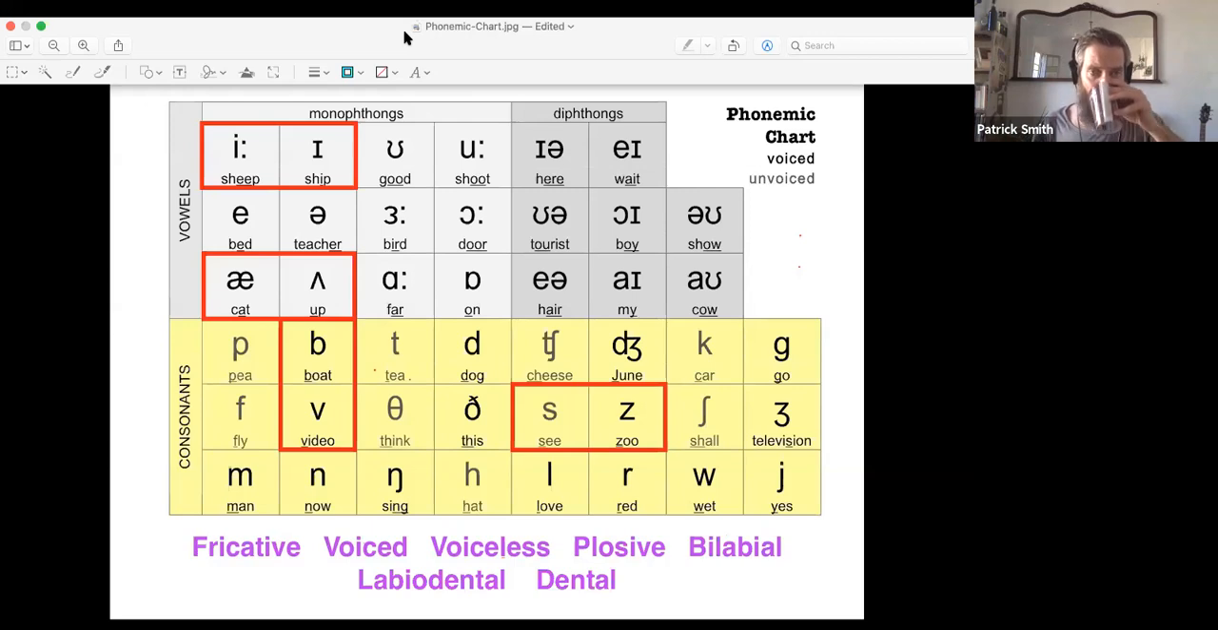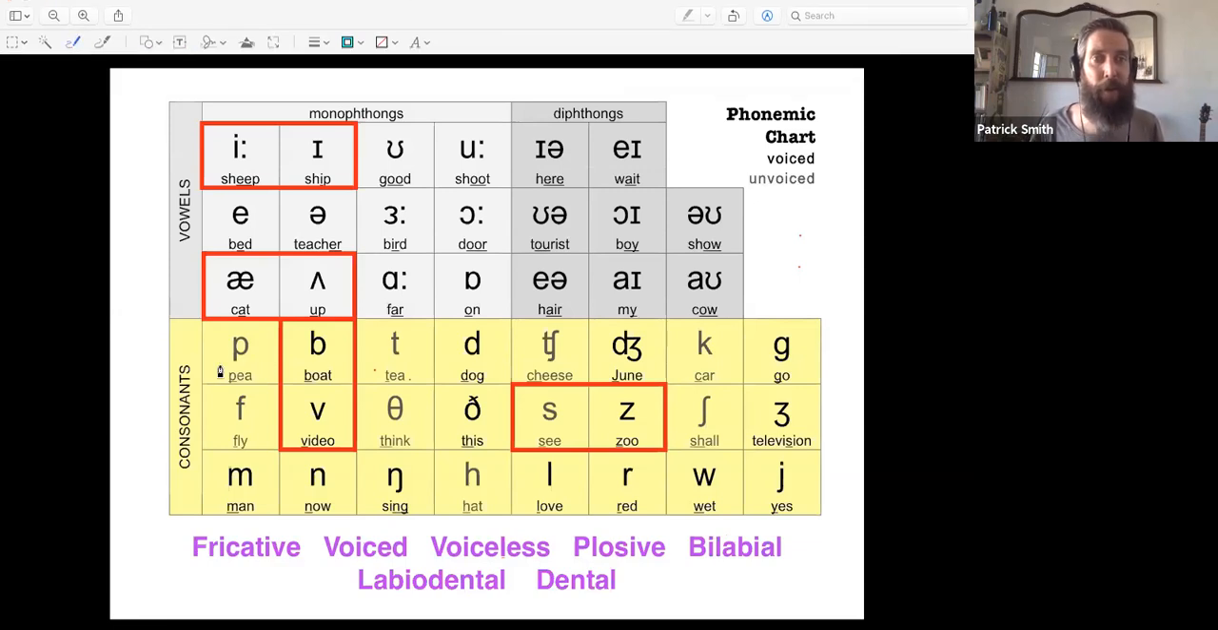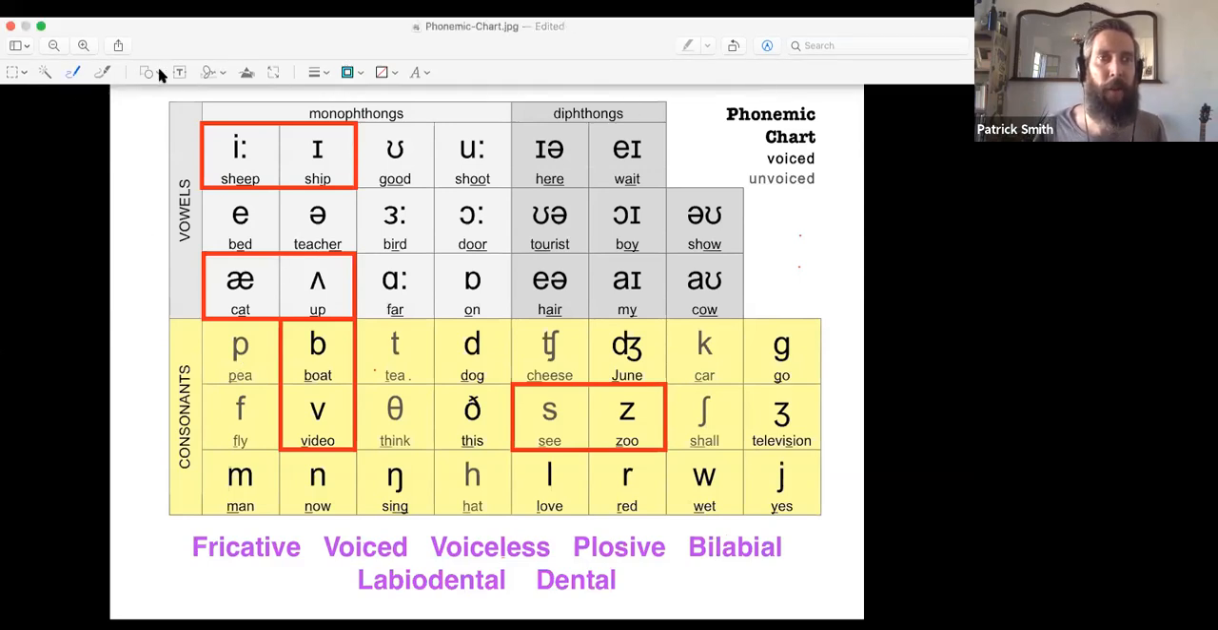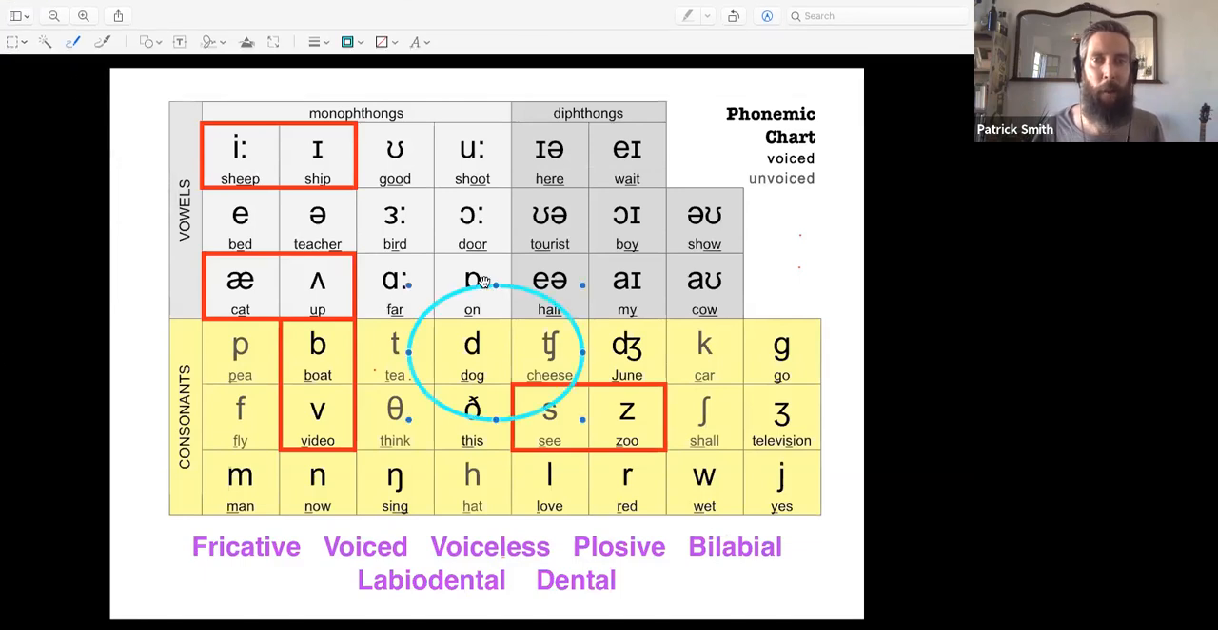So let me have a sip of coffee. And you'll see some words on the bottom of the screen written in purple. Fricative, voiced, voiceless, plosive, bilabial, labiodental, dental. Well, the construction of this phonemic chart is quite interesting, and it's quite logical as well, actually. It's composed of some different pairs. Let's see if I can mark this for you guys. Yeah, wonderful. Let's see if that works.